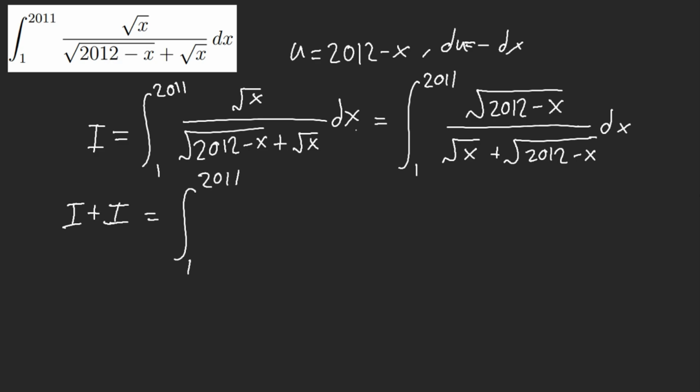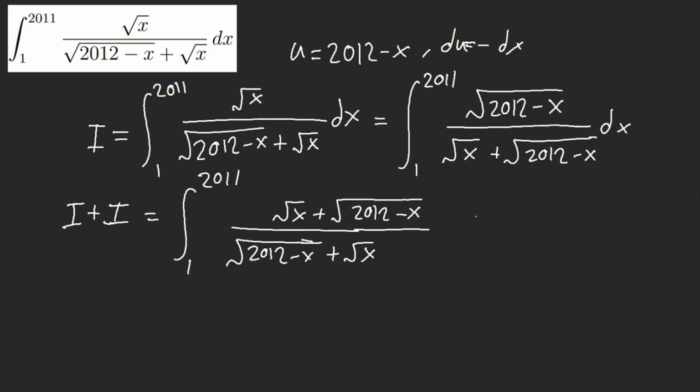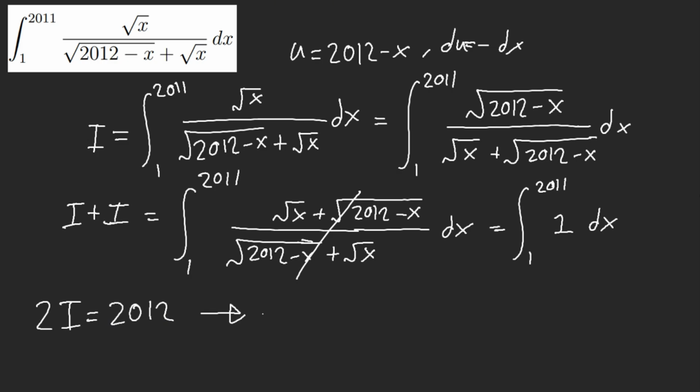So that's nice. Now if I add this and add this, well, the denominator is the same. Oh, would you look at that? The denominator is the same. So I'm not going to bother with the denominator. Let's add this plus this. 2012 minus x. What is this? They cancel out to each other. And so now this is just 1 dx. So remember that 2I is equal to 2012, and that's why this integral equals 1006.